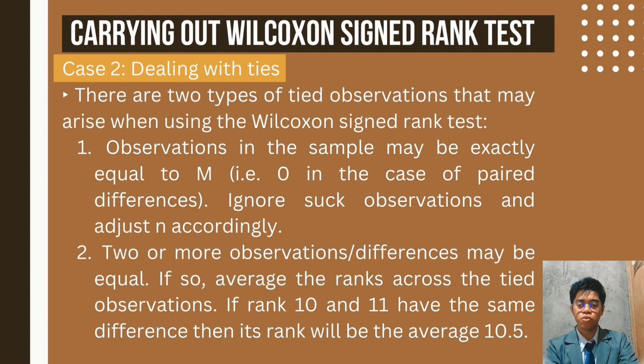We also have here 2 or more observations or differences that may be equal. If so, average the ranks across the tied observations. If rank 10 and 11 have the same difference, then its rank will be the average, 10.5. We get the average of their ranks, so 10 plus 11 divided by 2 is equal to 10.5.